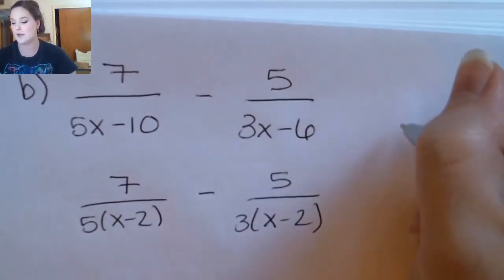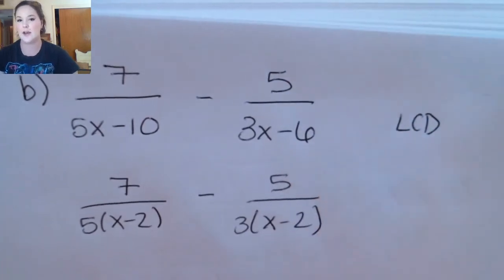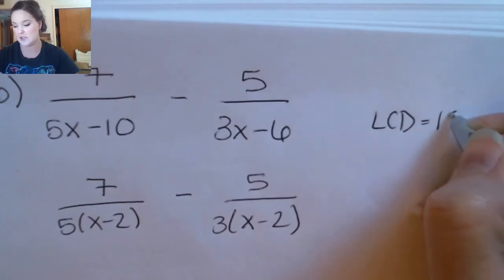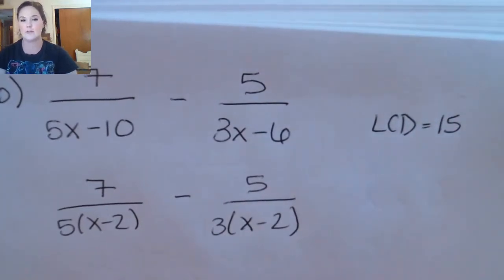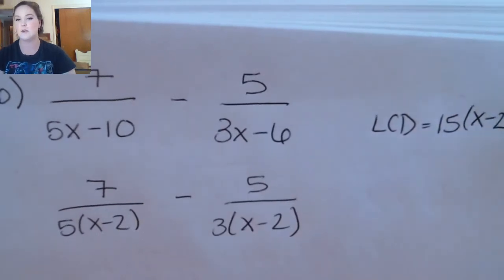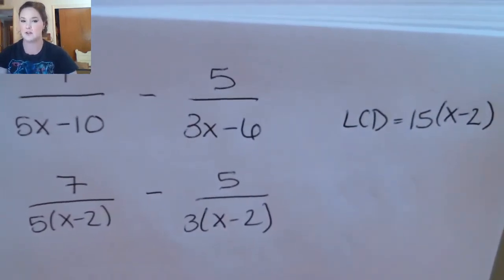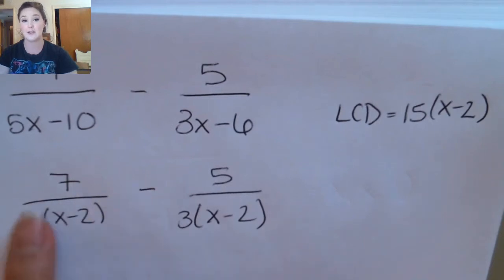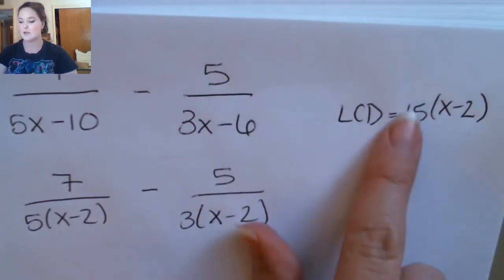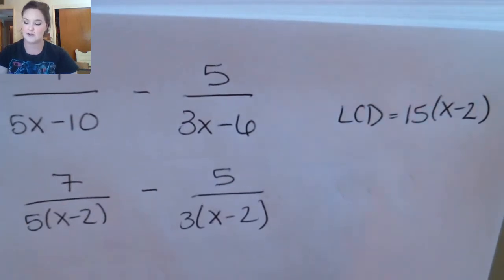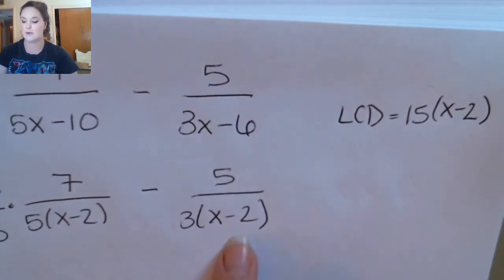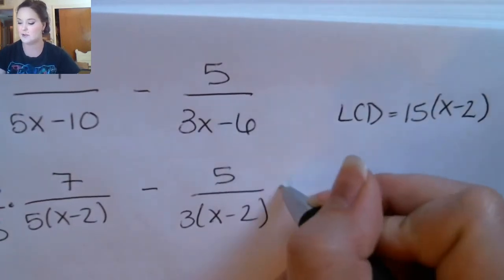Okay, so I can tell for my LCD that for the numerical part, 3 and 5, it's going to be 15. Okay, and then for the other part, they share a factor of x minus 2. Okay, remember you don't need to repeat that factor unless there's 2 here in the same fraction or 2 here in the same fraction. Okay, so if I want this to be 15 times x minus 2, I need to multiply by 3. And here, if I want this to be 15 times x minus 2, I need to multiply by 5.